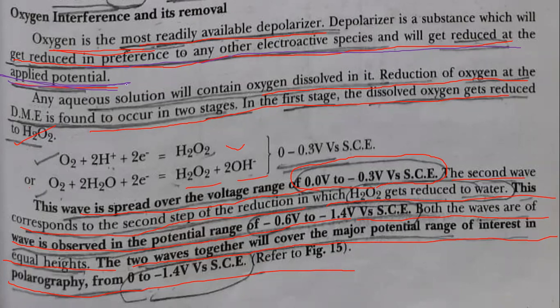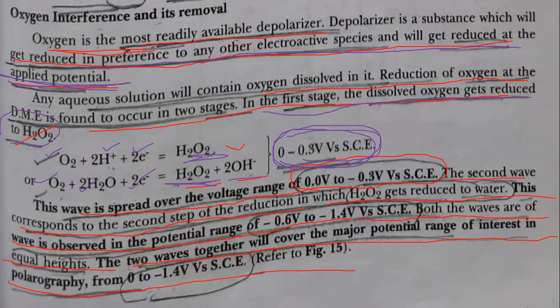Any aqueous solution will contain oxygen dissolved in it. Reduction of oxygen at the dropping mercury electrode is found to occur in two stages. In the first stage, dissolved oxygen gets reduced to hydrogen peroxide. So this is the range in which oxygen is reduced to hydrogen peroxide. Oxygen combines with protons, forming H2O2. Again, oxygen combines with water molecules in the presence of electrons, and that gives you the peroxide and 2 hydroxide ions. So this is the potential range.